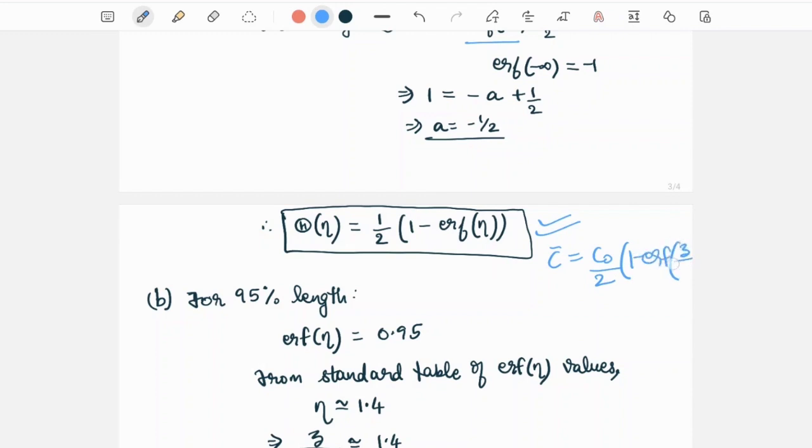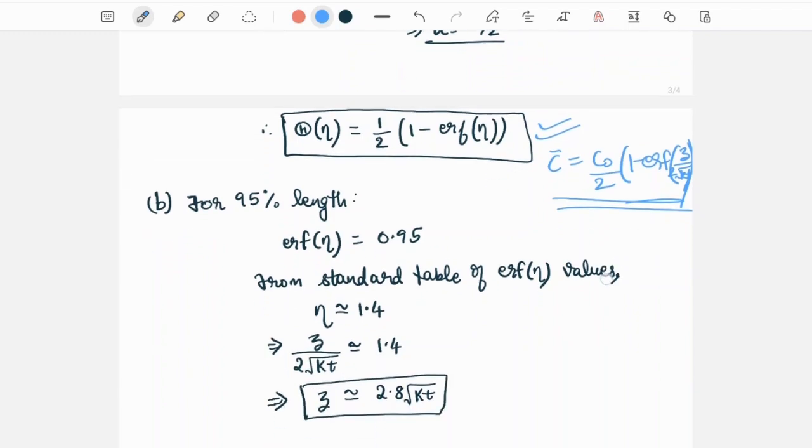I ran out of space. 2 root kt. And that's what we were asked to find. So that completes part A.